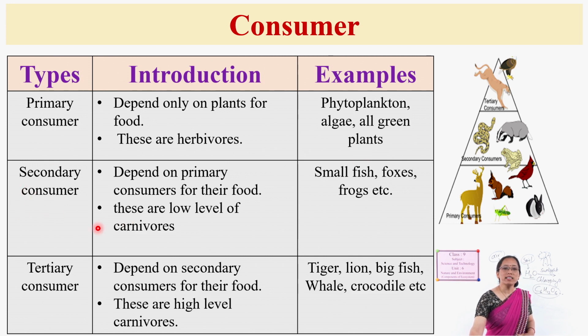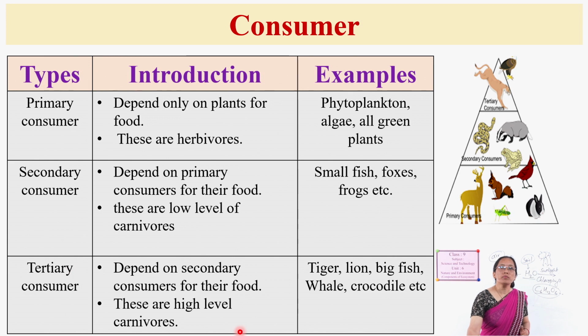Similarly, what are secondary consumers? They depend on the primary consumers, as I have already discussed. These are the low-level carnivores, which eat the flesh of other animals. For example, small fishes, as we have seen in the aquatic ecosystem, feed on aquatic insects and zooplankton too. Similarly, foxes feed on deer, rabbits, etc., and frogs feed on insects. So these are the secondary consumers.